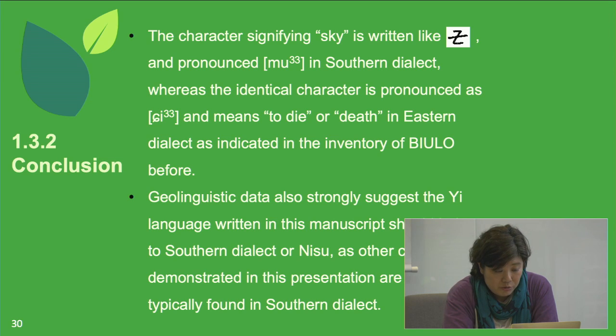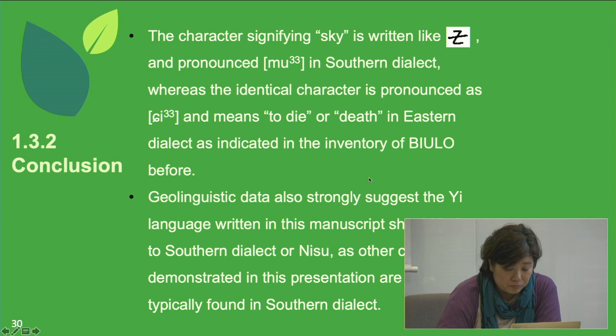Geolinguistic data also strongly suggest the E language written in this manuscript should belong to southern dialect or Nisu, as other characters demonstrated in this presentation are also typically found in southern dialect.